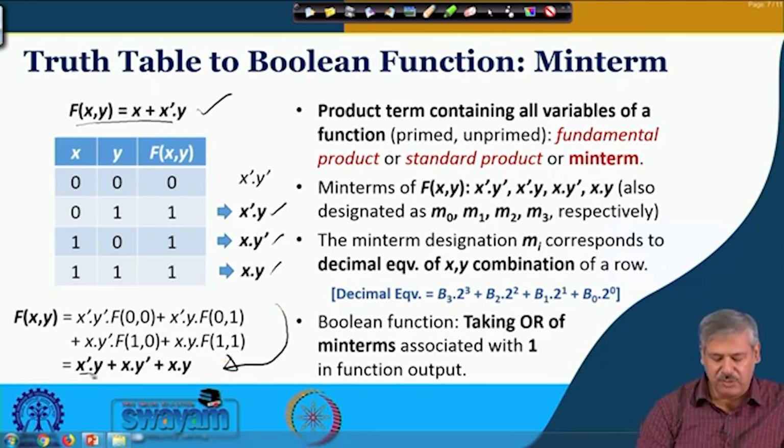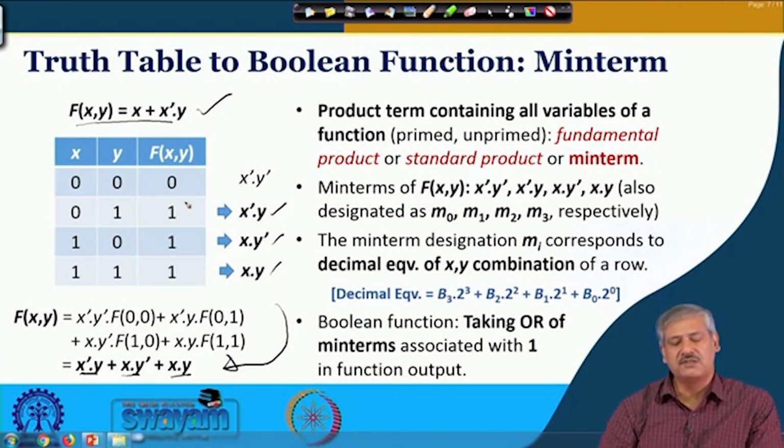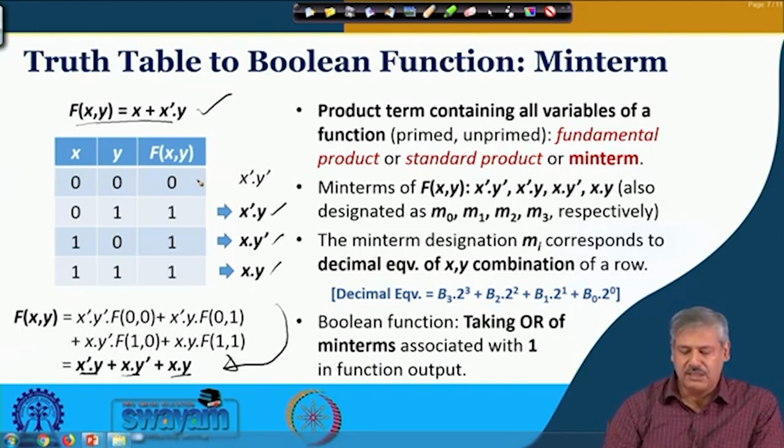So, these are called product terms, which are finally summed, the AND terms which are finally ORed. The interesting thing here is that only the ones having function output 1 are considered in this summation process or ORing process. The one that is having 0 is excluded.